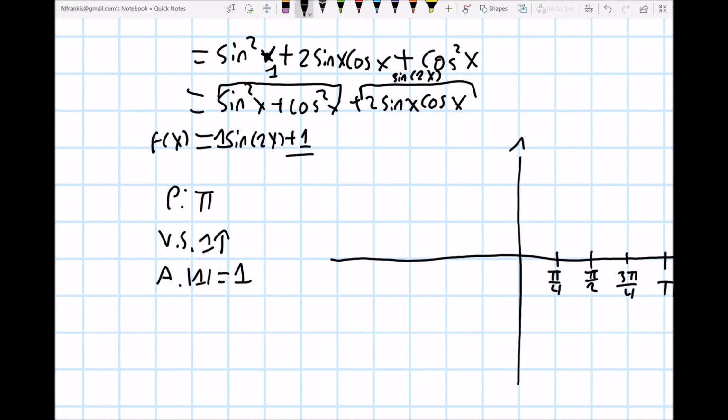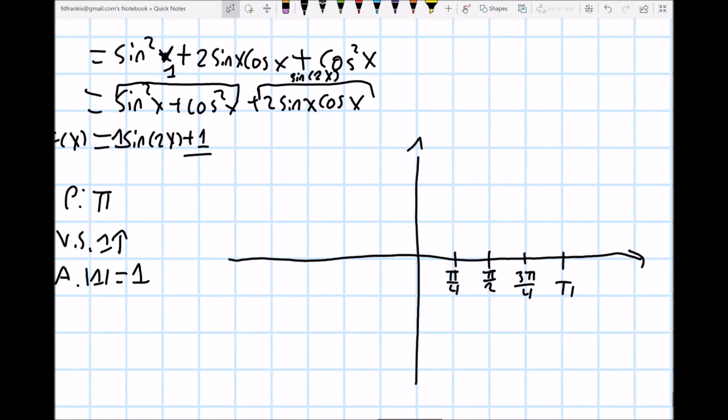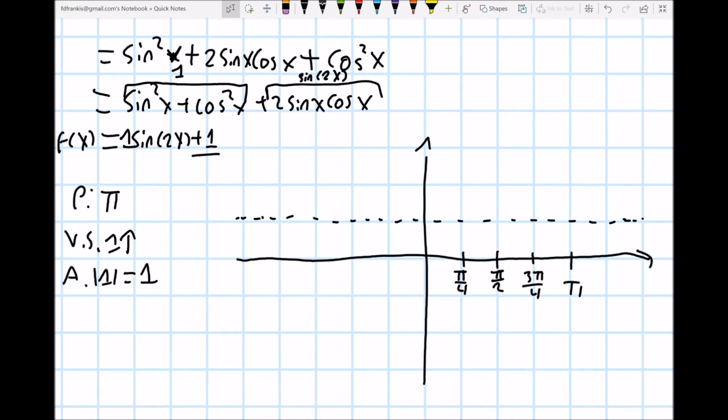And now we have to take note of our vertical shift, which is 1 up. So our midline, which is normally at y equals 0, moves to y equals 1. So because there's no horizontal shift, what was our 0 before is now at 0, 1.